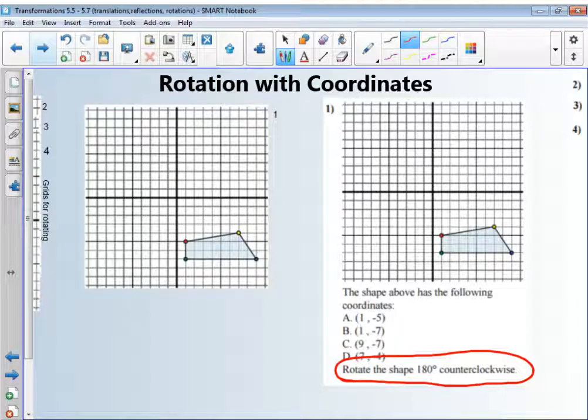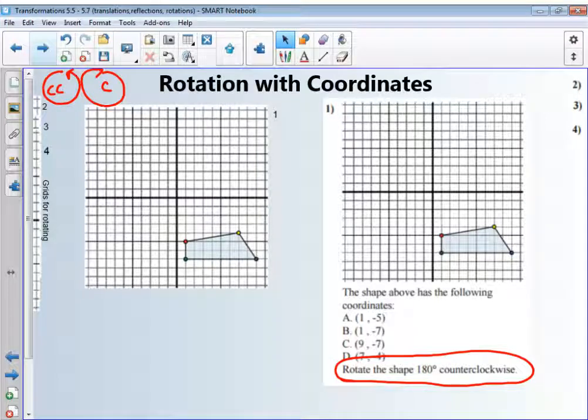Clockwise is when you go around a clock and you count the numbers in order. You move around in this direction. Okay. Counterclockwise is when you do the opposite. You go around backwards on your clock, and we're moving in that direction. So this is counterclockwise and this is clockwise.